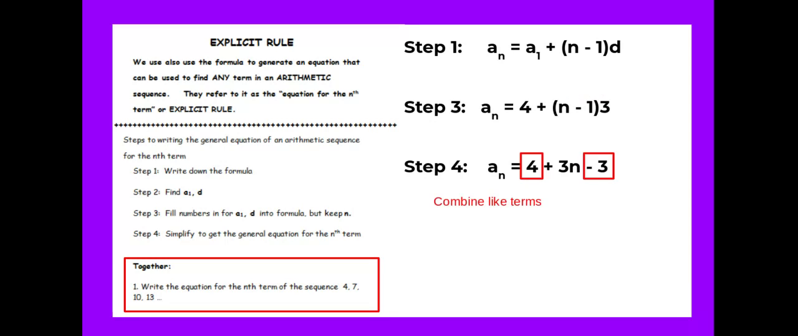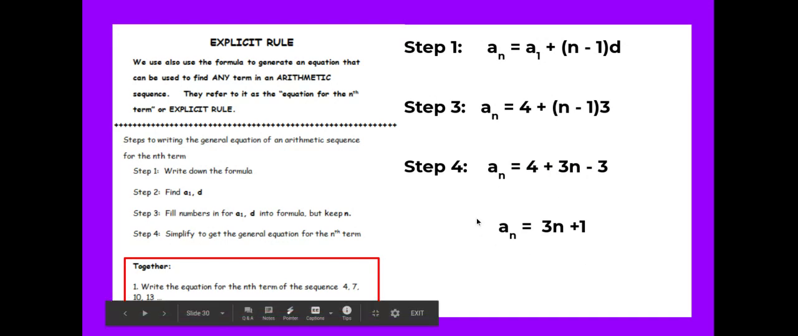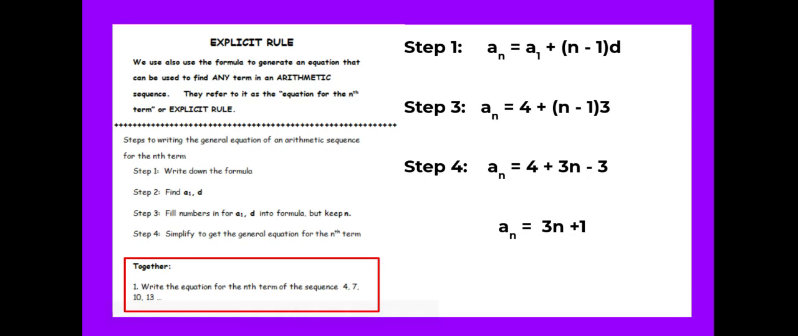And then the next step would be to combine your like terms. So 4 and -3, or 4 minus 3, is 1. So when you combine the like terms, you get 1 and you bring your 3n down. So this is just what we call a general rule for the equation for the nth term, or just another way to find a term in a sequence.